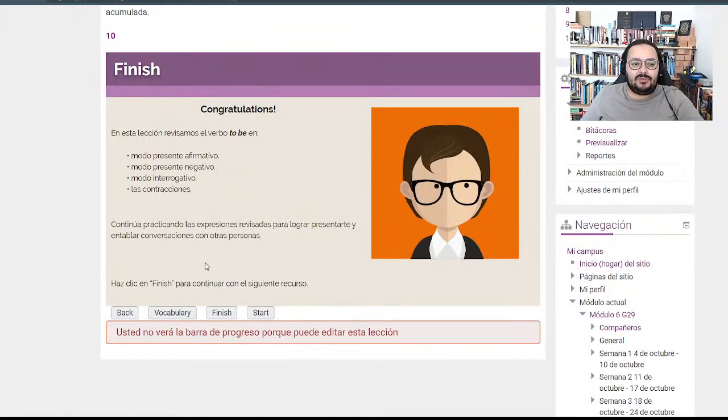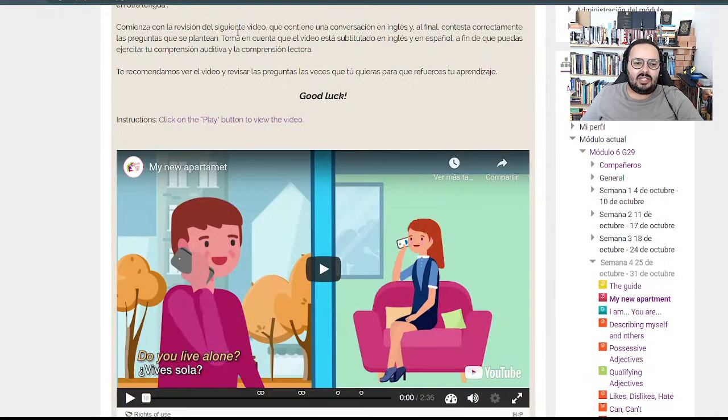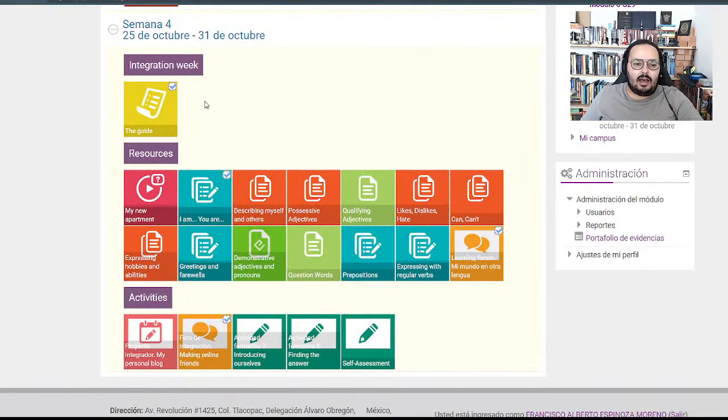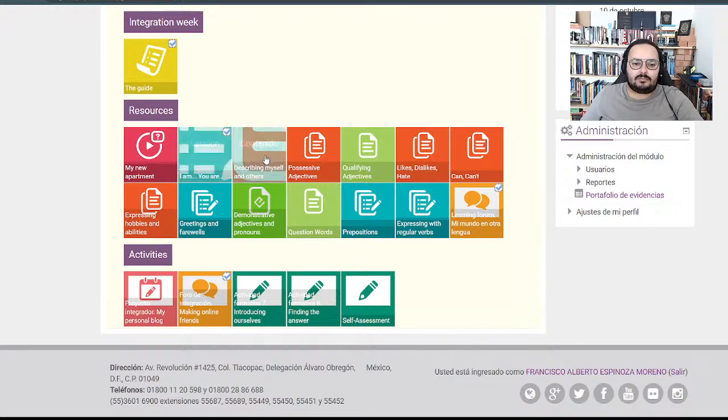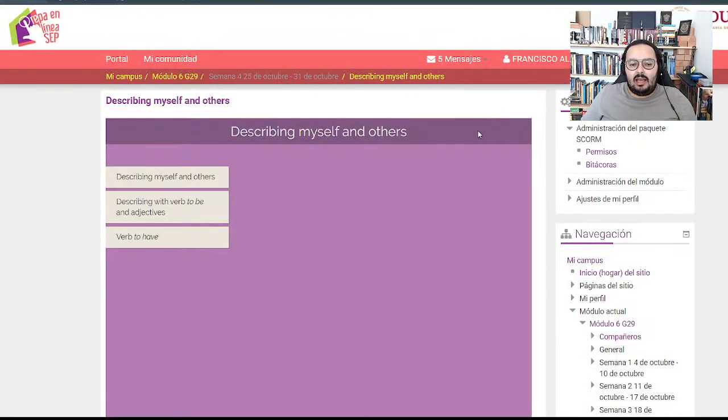And at the end of this review, you will practice the affirmative form of the present of verb to be, the negative form, and the interrogative form, also the contractions and the personal pronouns. So after that, you click on finish, and you will finish this unit. Next, we have the I am, you are, describing myself and others resource. Okay, and this resource will tell us how to describe using the verb to be.